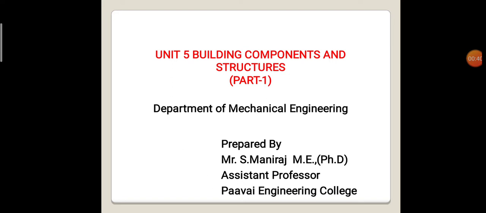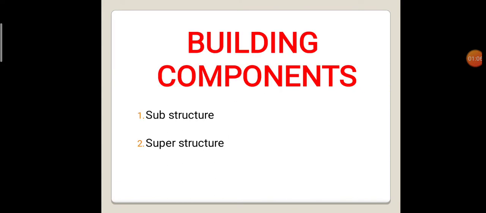Basically, buildings are classified based upon their use. For example, residential buildings, educational buildings, institutional buildings, assembly buildings, business buildings, or industrial buildings. So these are some of the classifications based upon use. In building components, we classify into two conditions.